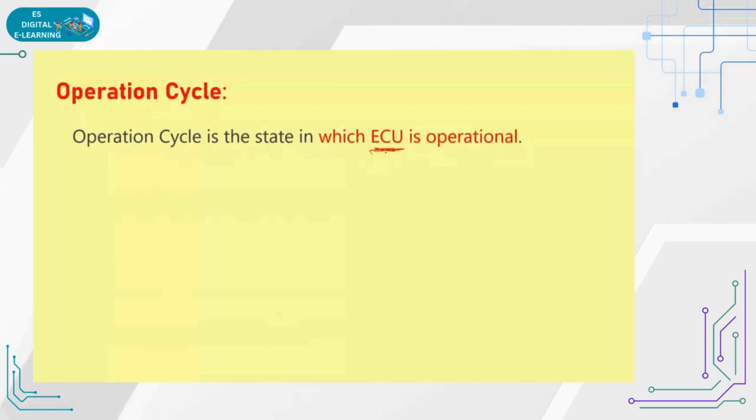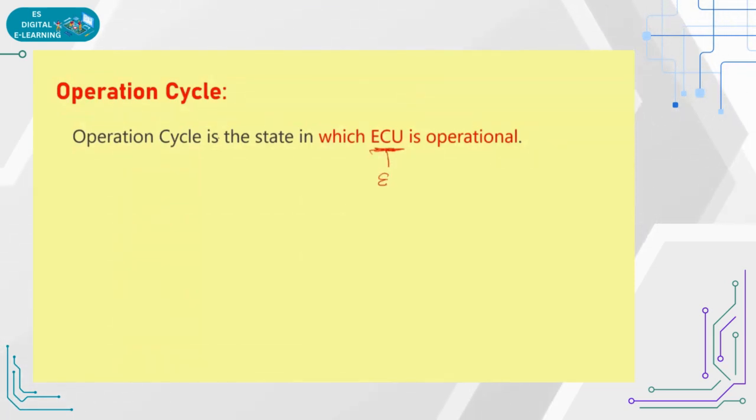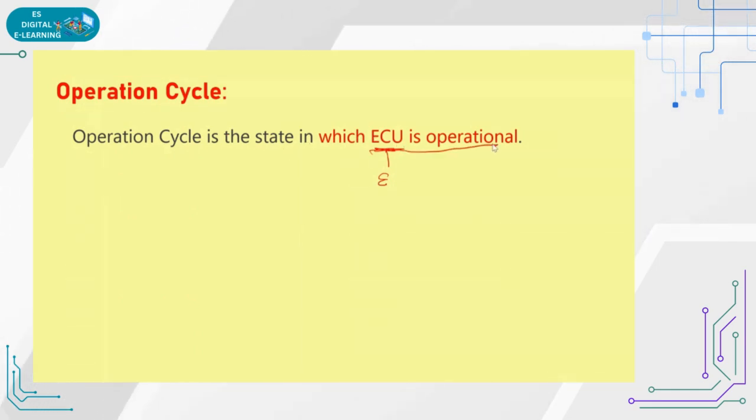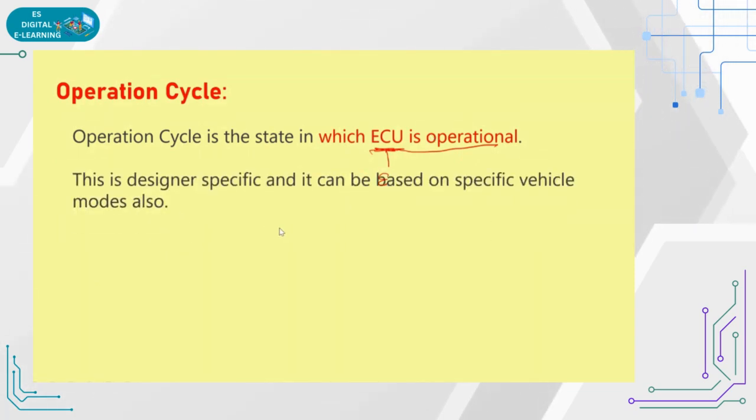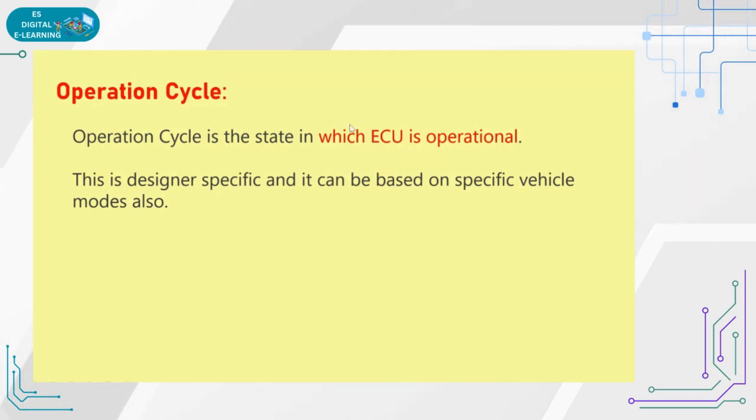Controller means whatever the electronic controller is. The operation cycle is the state in which the ECU is operational. Next, this is specific to the vehicle. The ECU which we are talking about is for the vehicle.